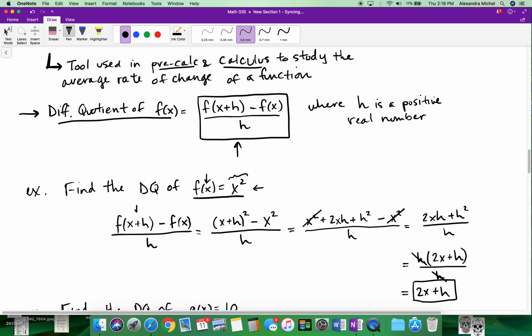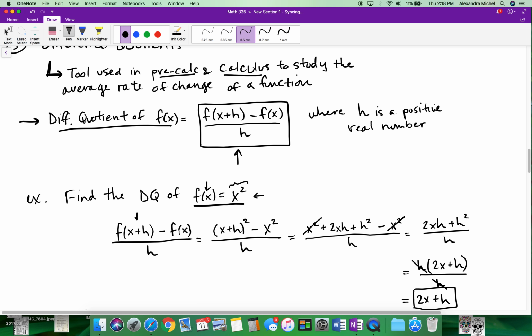Now in calculus, we would study what happens as h gets really small, as h goes to 0, and that's called a limit, but we won't talk about that too much right now. Just know that this is the difference quotient, and it will come up later if you continue taking math classes.